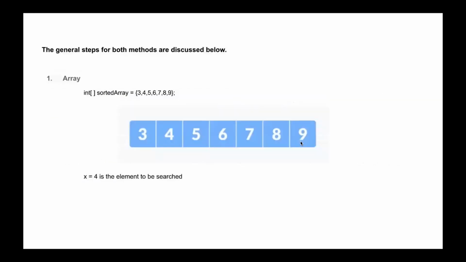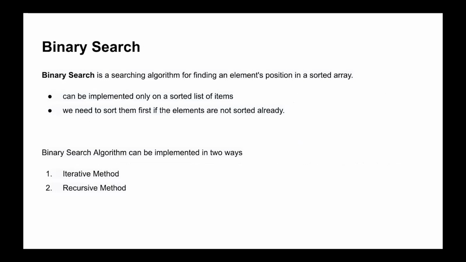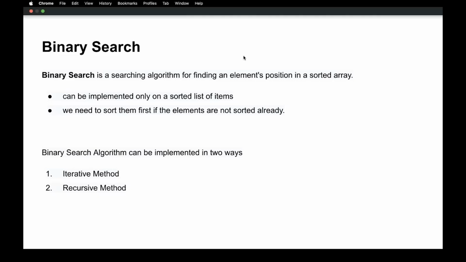Binary search can be defined as a searching algorithm for finding an element's position in a sorted array. It can be implemented only on a sorted list or array. So we need to sort them first if the elements are not sorted already. The binary search algorithm can be implemented in two ways, the iterative method and the recursive method. I will talk about the example.